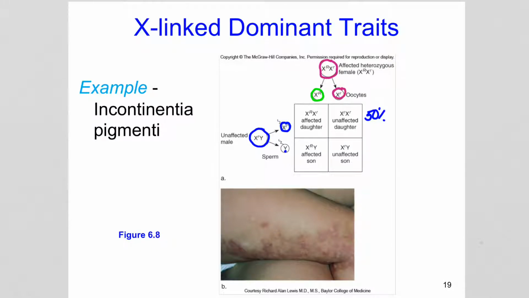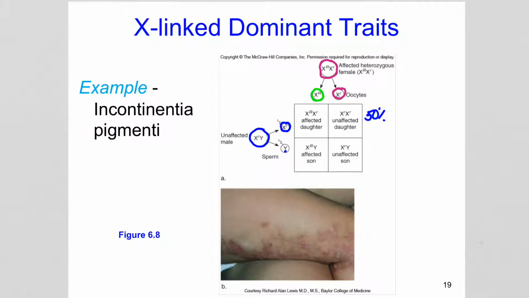We did not see affected females. Now in this scenario, we've got a 50% chance that the daughter will be affected. And that's because she's inheriting the mutant dominant allele from her mother, and the condition is dominant, so one copy is enough for the symptoms or phenotypes to present.